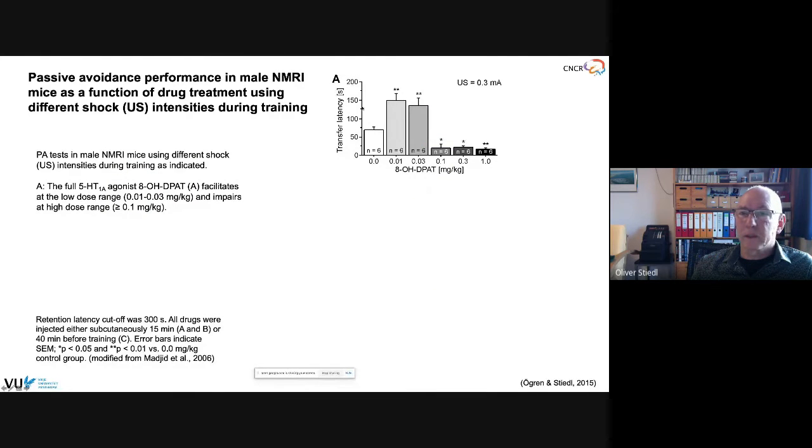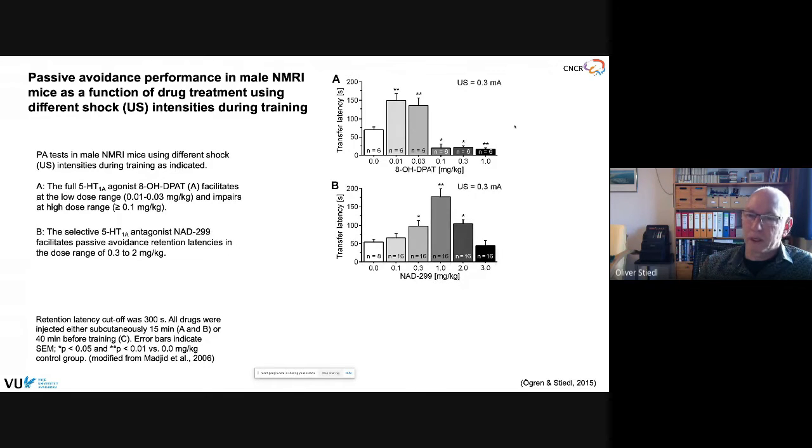Of course, the nice data on 5-HT1A receptor agonist shows that if you use low doses of this agonist, you can facilitate learning. And when you use higher dosages of this compound, which is supposed to activate postsynaptic 5-HT1A receptors, you will result in a massive impairment of learning and memory. And therefore, this assay has a better chance, particularly if you titrate out, and I will show you this later, the shock intensity, to use it in both directions of improvement, but also impairment.